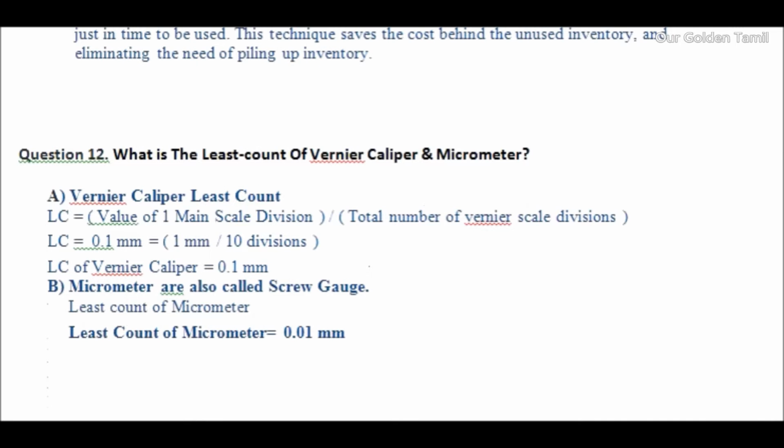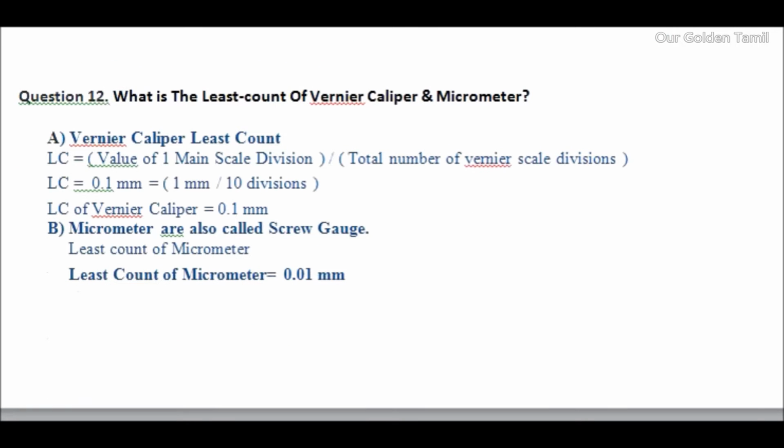Question 12. What is the least count of vernier caliper and micrometer? A. Vernier caliper least count. LC equals value of one main scale division over total number of vernier scale divisions. LC equals 0.1 mm, equals 1 mm over 10 divisions. LC of vernier caliper equals 0.1 mm.